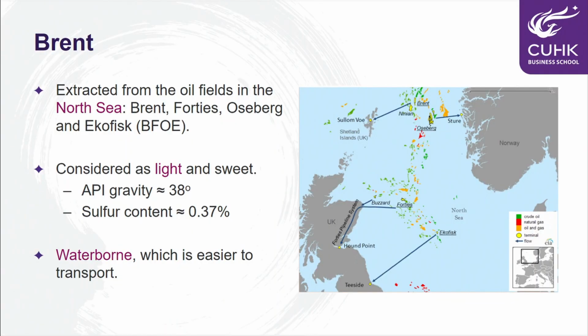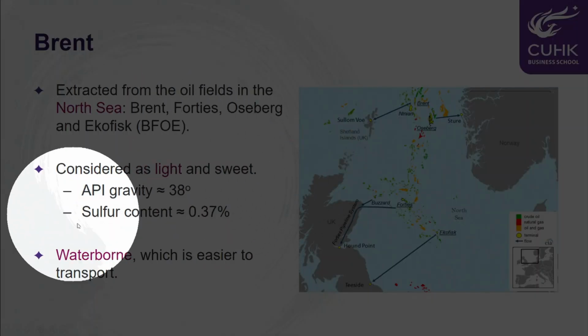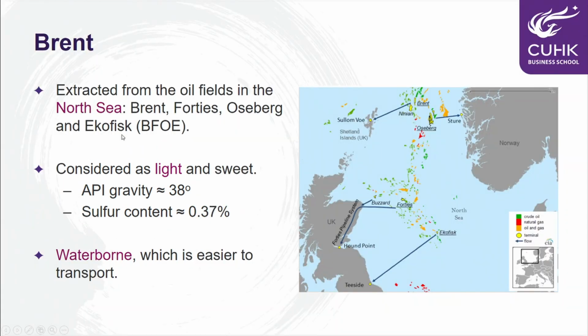How about the Brent oil? The Brent oil is actually extracted from the North Sea. Once the oil is extracted from the ocean, it will be transported via oil supertankers to the rest of the world. If we compare the quality of Brent and WTI oil, the quality of Brent is actually not as good as WTI, because Brent has a greater sulfur content, and it is also not as light as WTI oil.